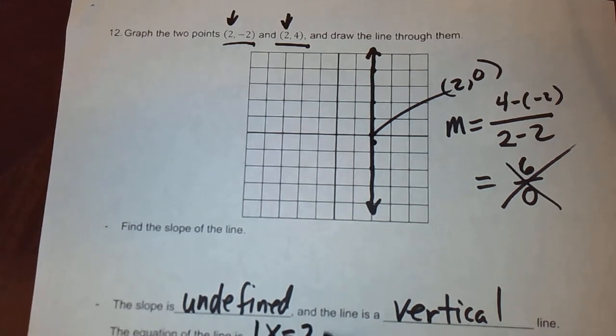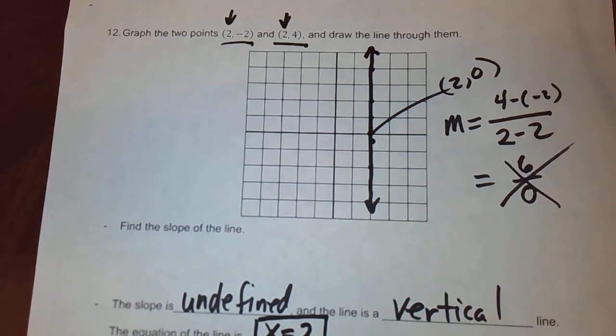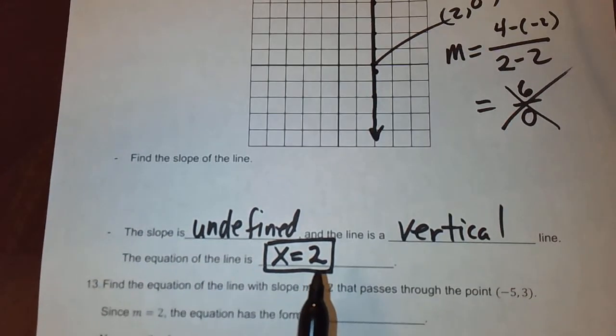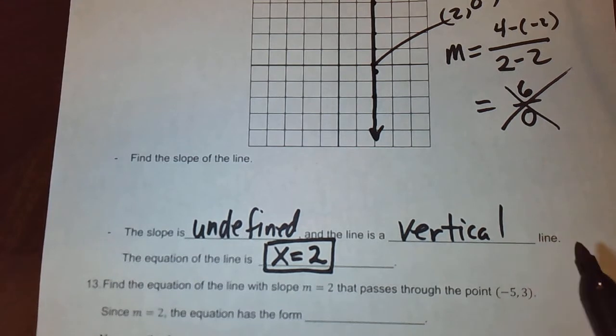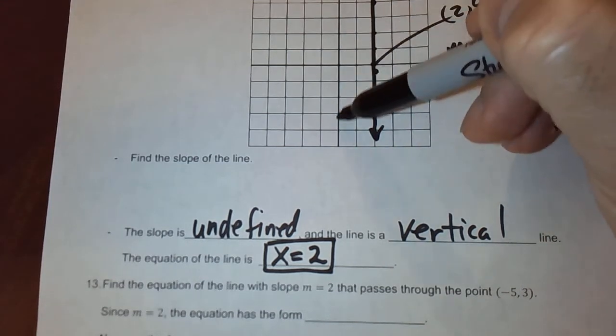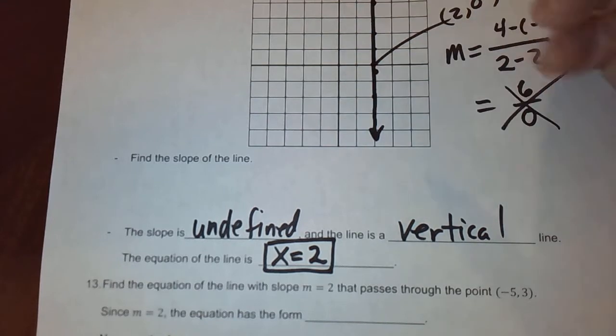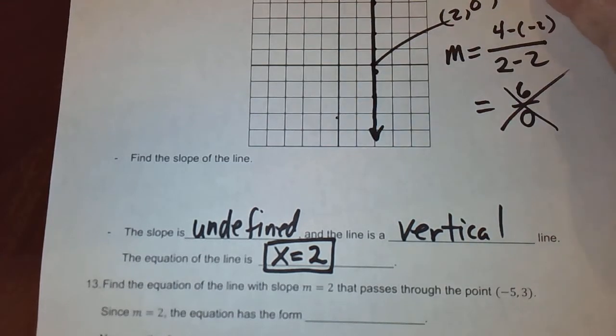This is the equation of a vertical line. Every vertical line looks like this, other than the 2. It's going to be x equals some number. What do you think the slope of the y-axis is? It's a vertical line. That would be the vertical line x equals 0.